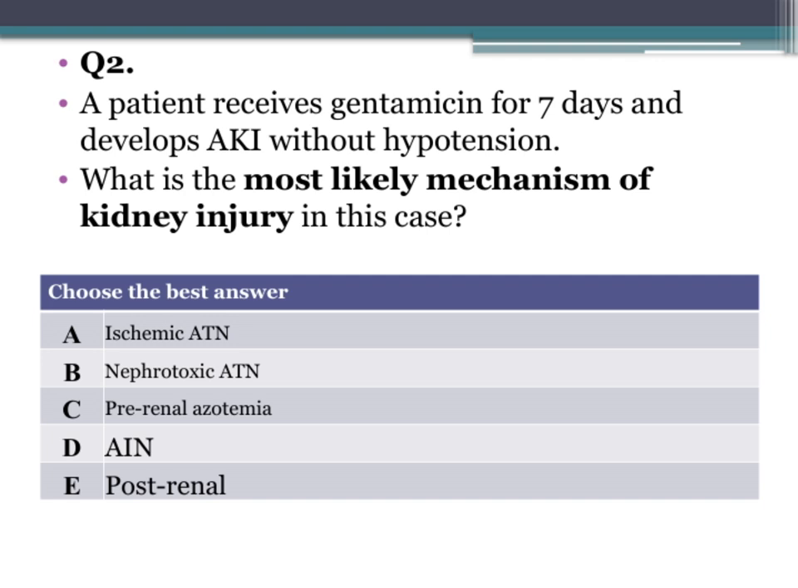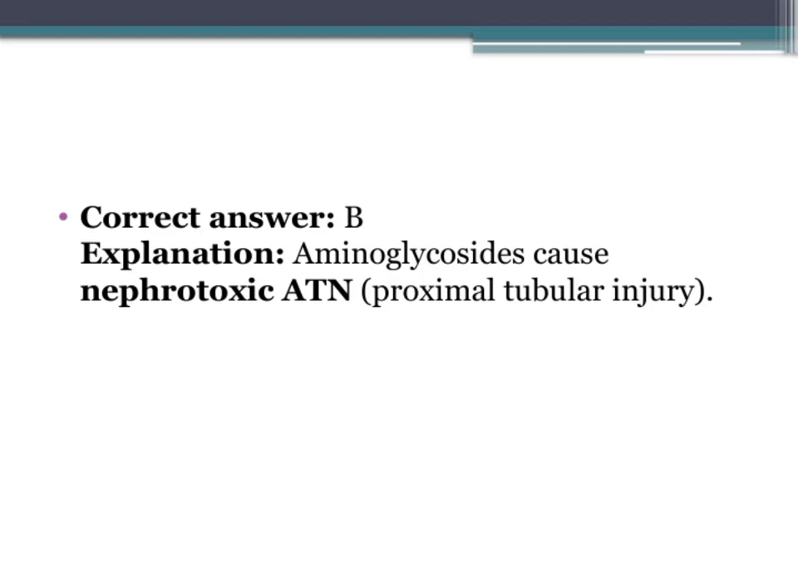So, tying it all together, the key takeaway is that gentamicin can cause direct tubular toxicity leading to nephrotoxic ATN, even without systemic hypotension. This highlights the importance of monitoring renal function during aminoglycoside therapy. Correct answer is B. Now, let's understand why.